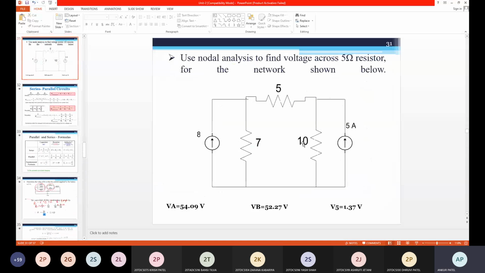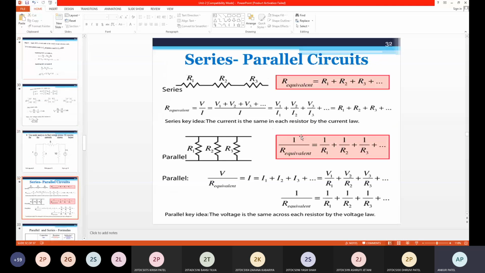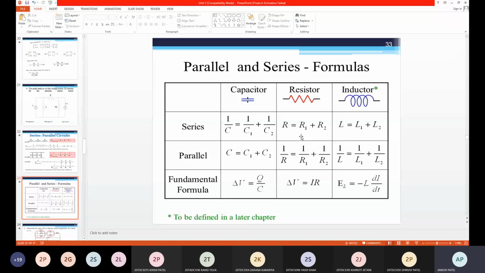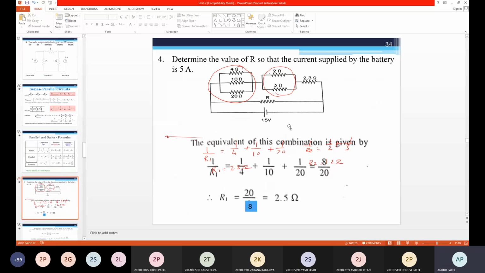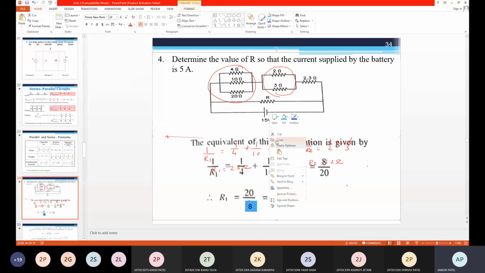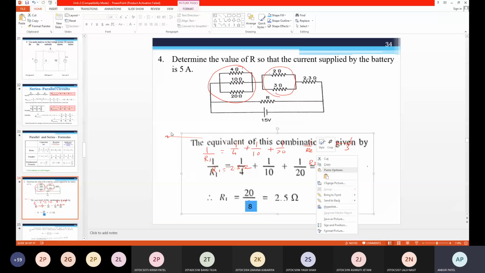Up to this, anyone having doubt in series and parallel connections? No, sir. I will ask you in tomorrow's lecture the advantages and applications of series and parallel connections. Sir, in parallel connection, may the efficiency of an instrument decrease or not? No, it will not decrease.